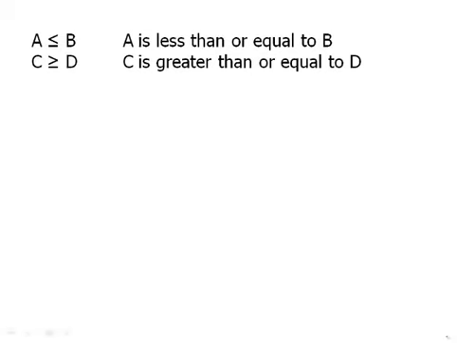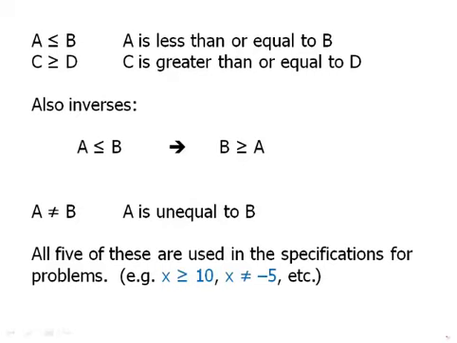Now, the less than or equal to and greater than or equal to symbols. So A is less than or equal to B. C is greater than or equal to D. These are interesting because they leave open the possibility that the two are equal or that one is bigger than the other. And again, these are also inverses. If A is less than or equal to B, that necessarily means that B is greater than or equal to A. And finally, A is unequal to B. So either one could be greater or less. All we know is that they don't have the same value.